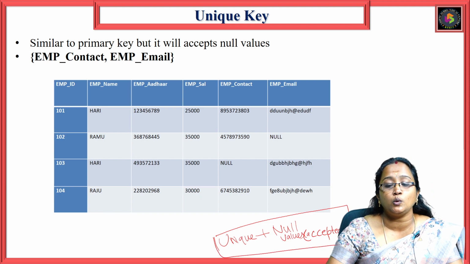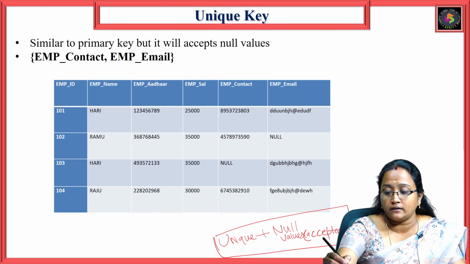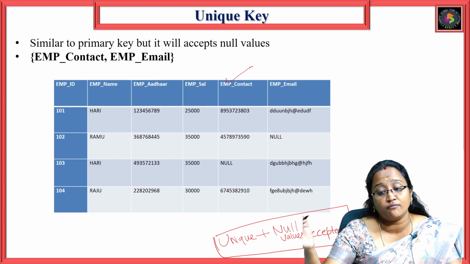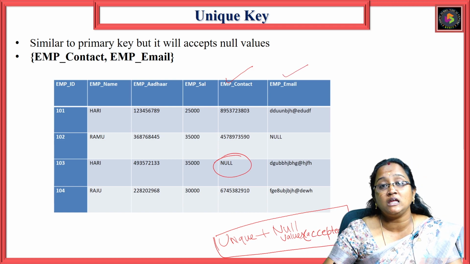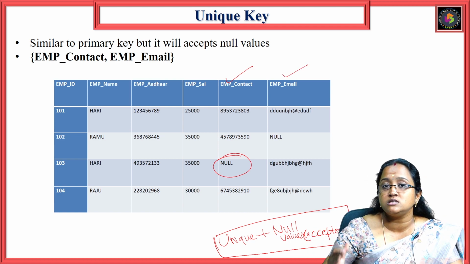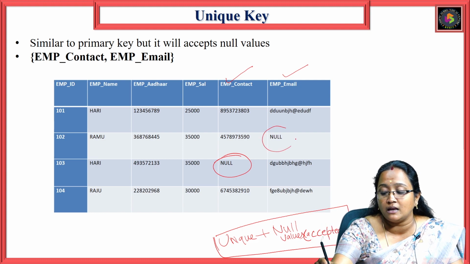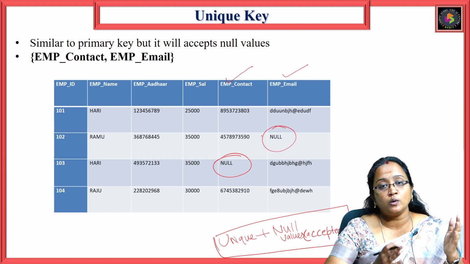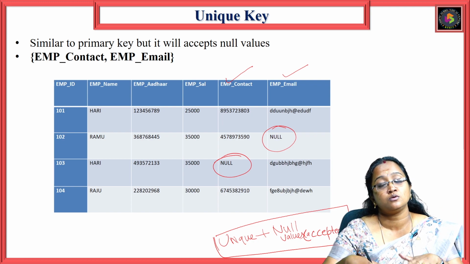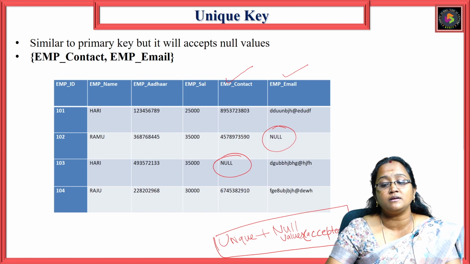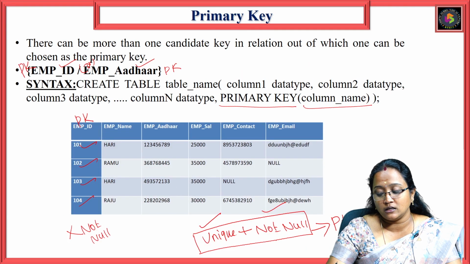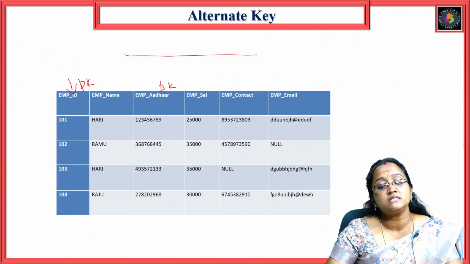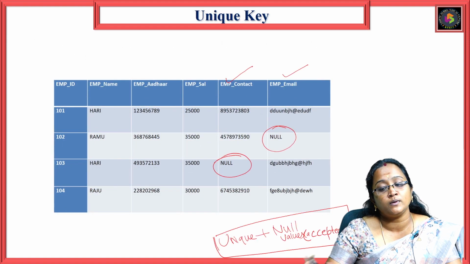So this is what a unique key is. Employee contact is unique for each and every employee, but it can accept null values. Similarly, employee email is unique to each and every employee, but it can accept null values. Simply you can say unique plus null values. So unique plus not null is primary key. Unique plus not null is primary key. Unique plus null values is called unique key.